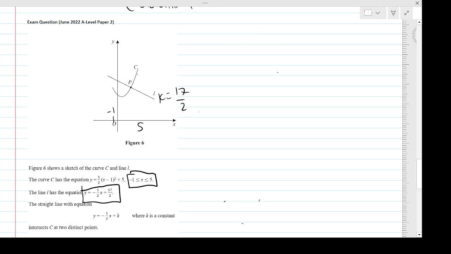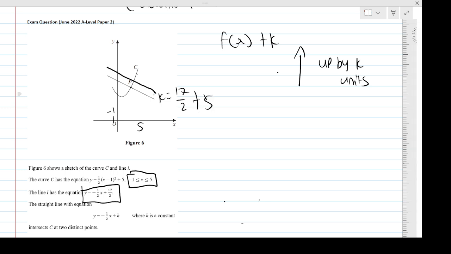But what you need to remember from GCSE, you would have done this. When we have a general function f of x, if we are adding a number k at the end of it, that is shifting the curve up by k units. So if we had k equals 17/2, if we then added 2, it will move the line upwards like this. If we then said 17/2 add 5, it's going to shift it another 5 units up from where it was.